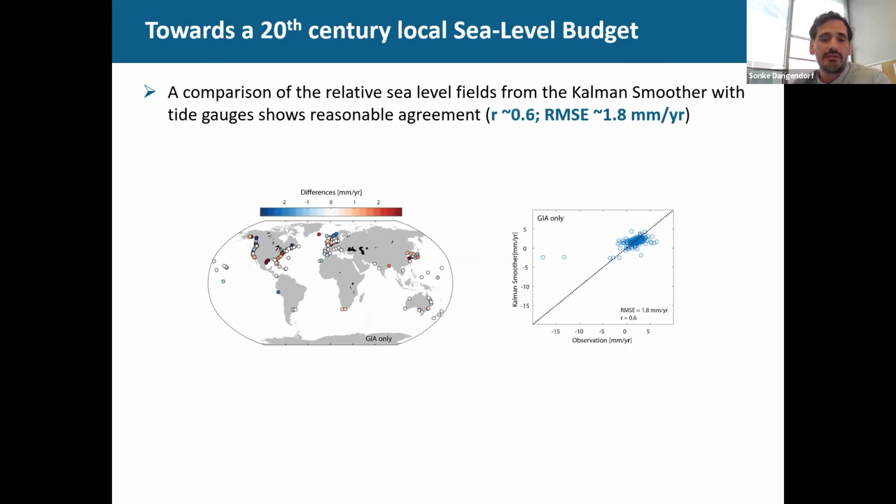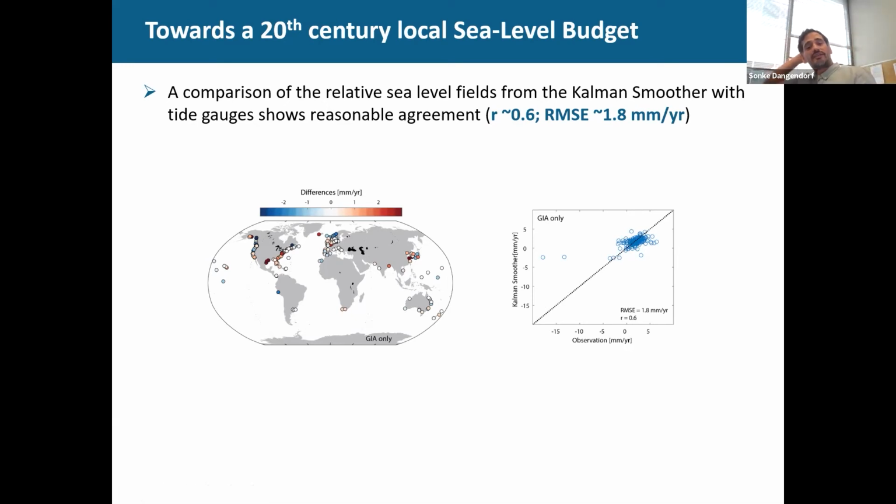You see there are still some red and blue dots, which means that the trend is either over or underestimated. But on a global scale, we have a relatively good agreement, leading to a correlation of 0.6 and a root mean square error of 1.8 millimeters per year. This is also visible if we look at the scatter plot on the right, which compares the linear trends of observed sea level change from tide gauges with the Kalman Smoother solution.